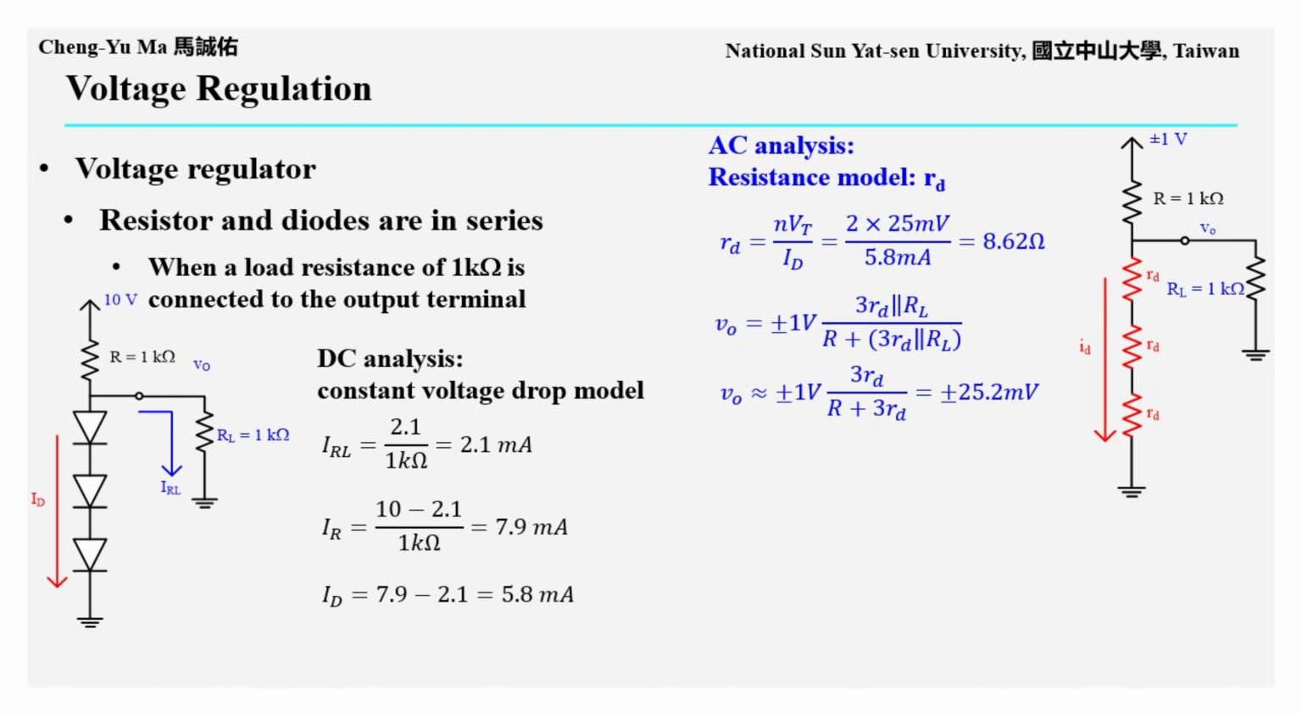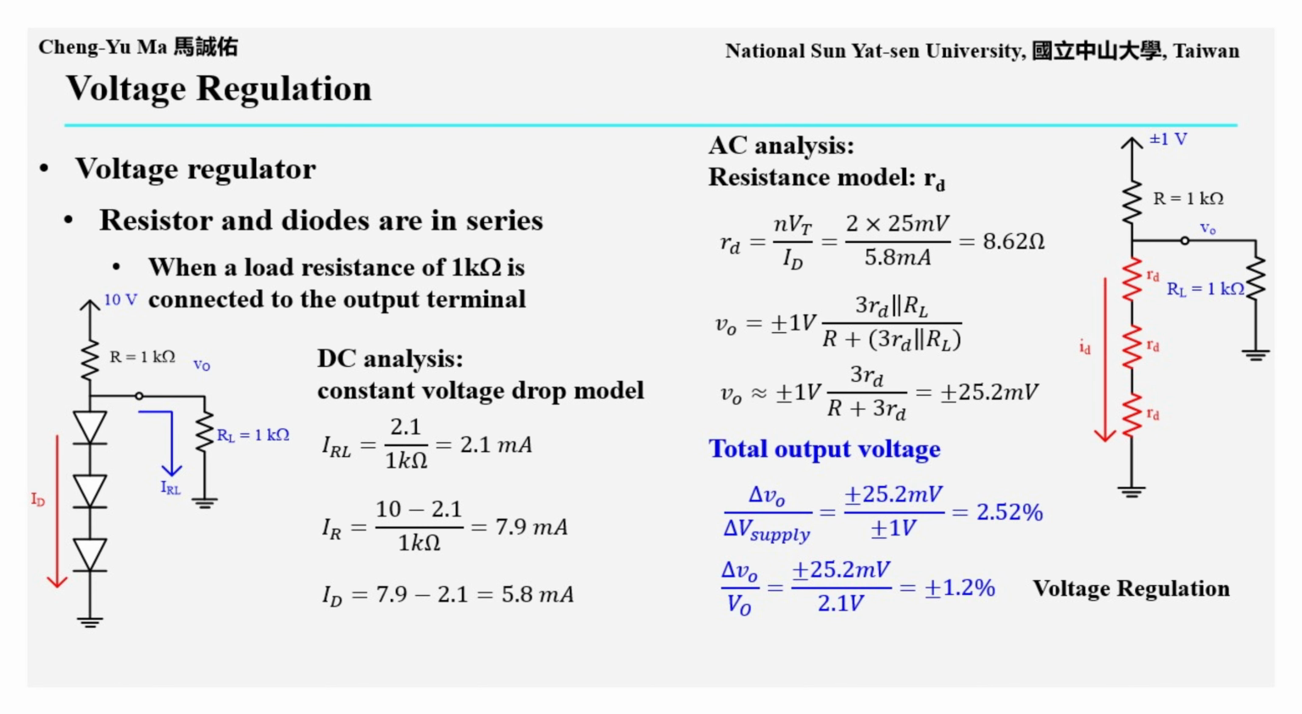In the formula, the numerator is the parallel combination of 3RD and RL, and the denominator is R plus that same parallel combination. Since RL is 1 kilo ohm, which is much larger than 3RD, the parallel combination is approximately 3RD. Therefore, the output ripple becomes about plus or minus 25.2 millivolts.